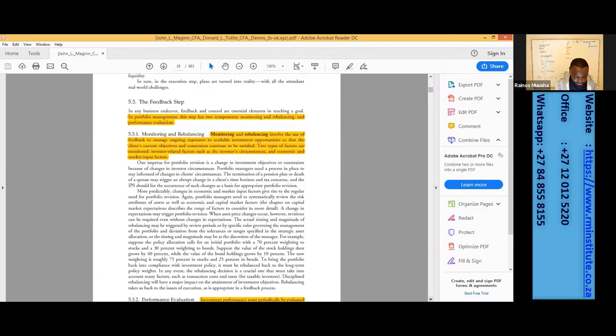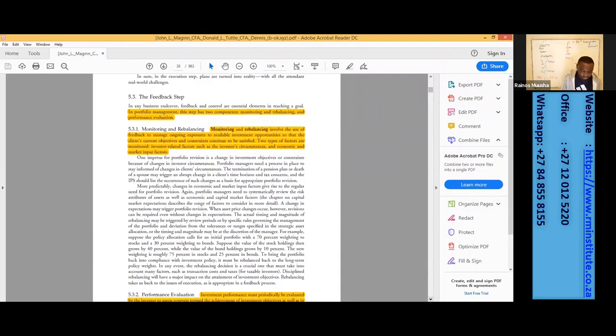Are there any questions before we go on to section 5.3, which is the feedback step? Any questions?